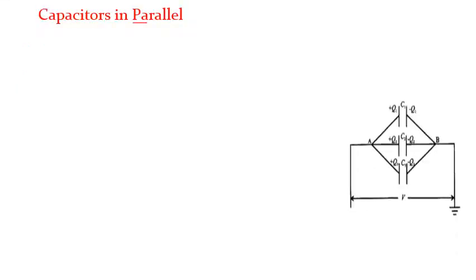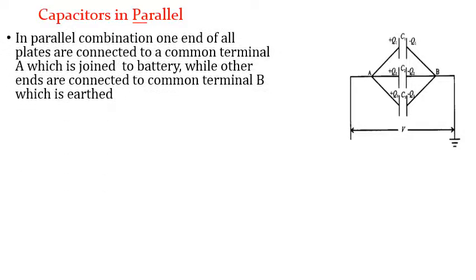Capacitors in parallel. See, this is the diagram. As per this we have to write the description. In parallel combination, one end of all plates is connected to the common terminal A. Finally this is joined to the battery, while the other ends are connected to the common terminal B, then to the battery, and it is earthed. Now here, this end or this end or this end is joined to common terminal A, while these other ends, this one or this one or this one, are joined to B, and finally it is earthed. As per this you have to write the description.